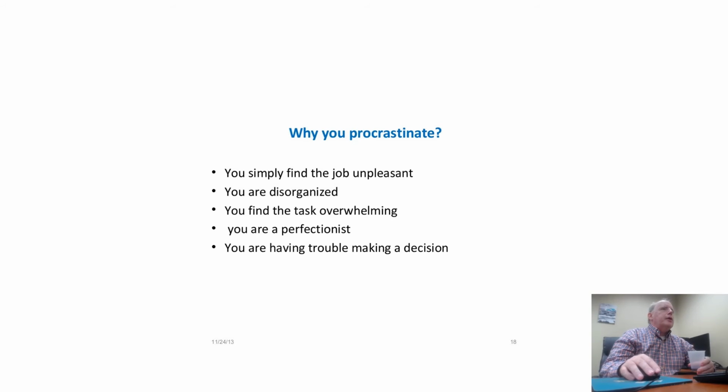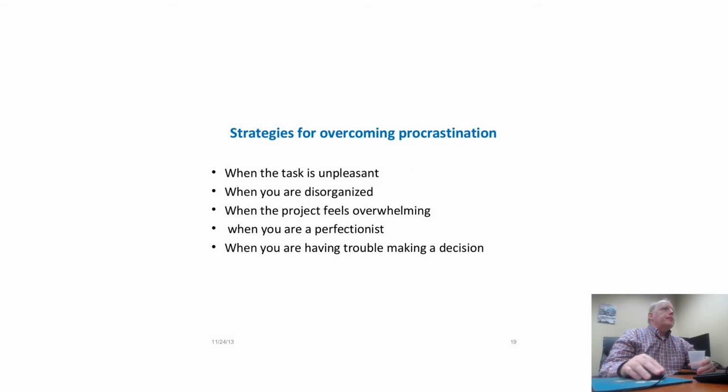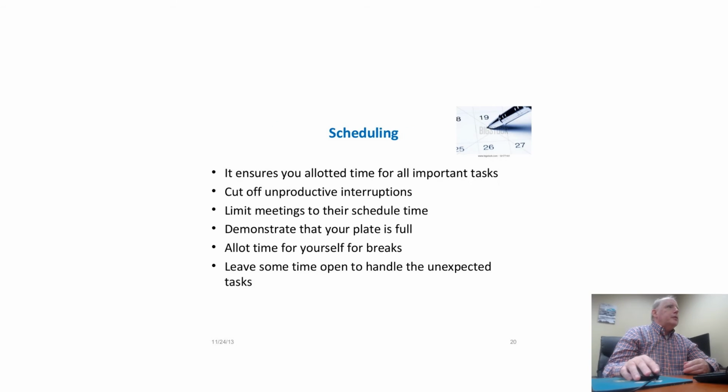That's why you procrastinate. So we're still on the procrastination theme. So, strategies for overcoming procrastination, depending on these 5 categories: unpleasant, disorganized, you're overwhelmed, you're a perfectionist, can't decide. So let's see. Hopefully that's what we'll be doing next.